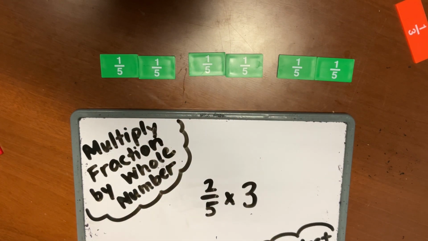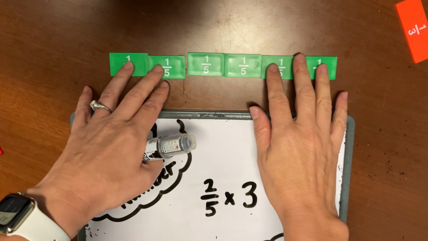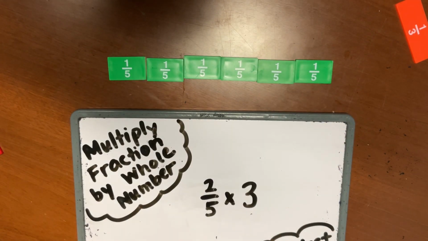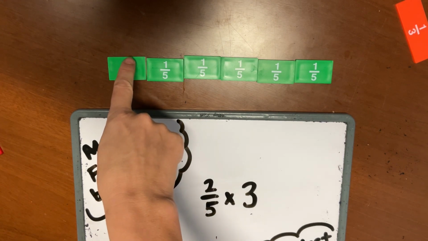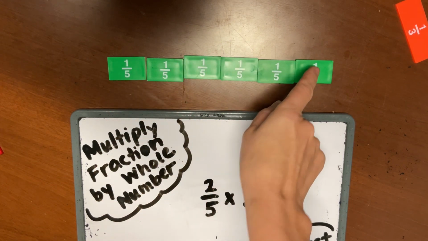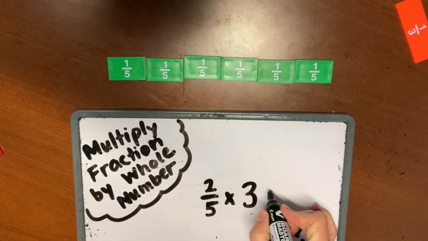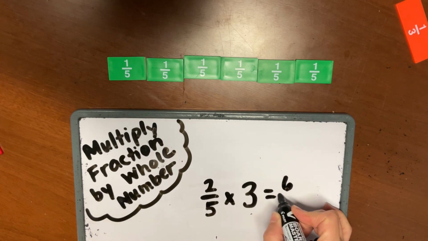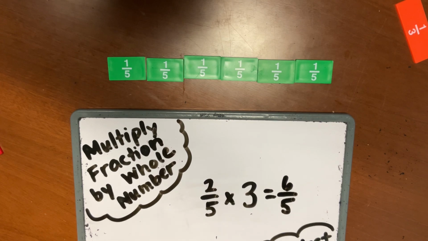Well, that makes me wonder, what is that all together then? If I put it together, I can see that the improper fraction is 1, 2, 3, 4, 5, 6/5. How would I make this into a proper fraction or a mixed number?